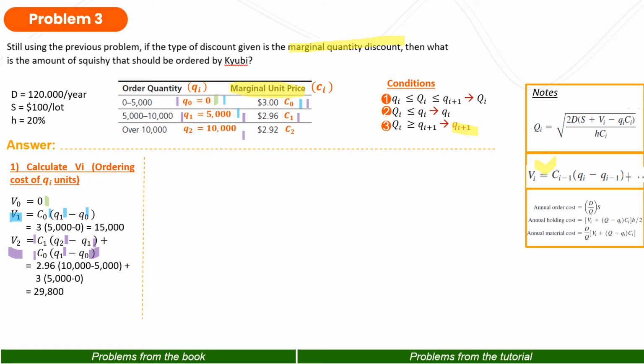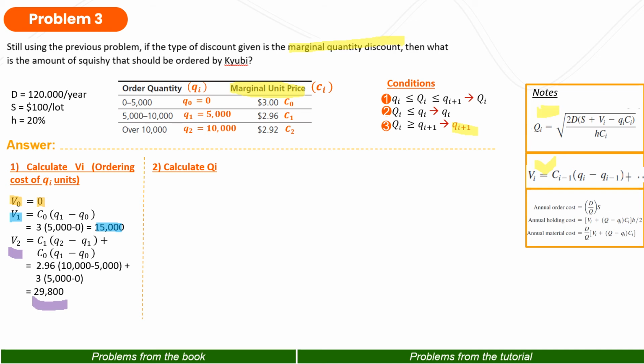Okay, and then it is 2.96 times 10,000 minus 5,000 plus 3 times 5,000 minus 0, and we got the V2 is $29,800. Okay, and then the next step is we calculate the big Q.